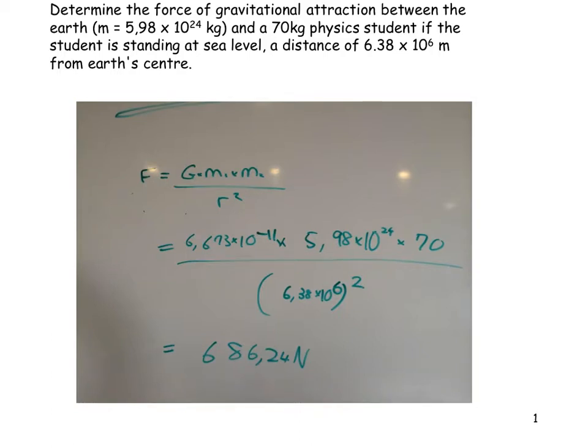The first few from this tutorial are really just substitutions. Determine the gravitational force of attraction, so it's Fg = G m1 m2 over r squared, between the Earth, which has a mass, which you substitute in, and the student, whose mass is given. The distance from the Earth's center is given, and you mustn't forget to square it and substitute in G, and you get your answer.